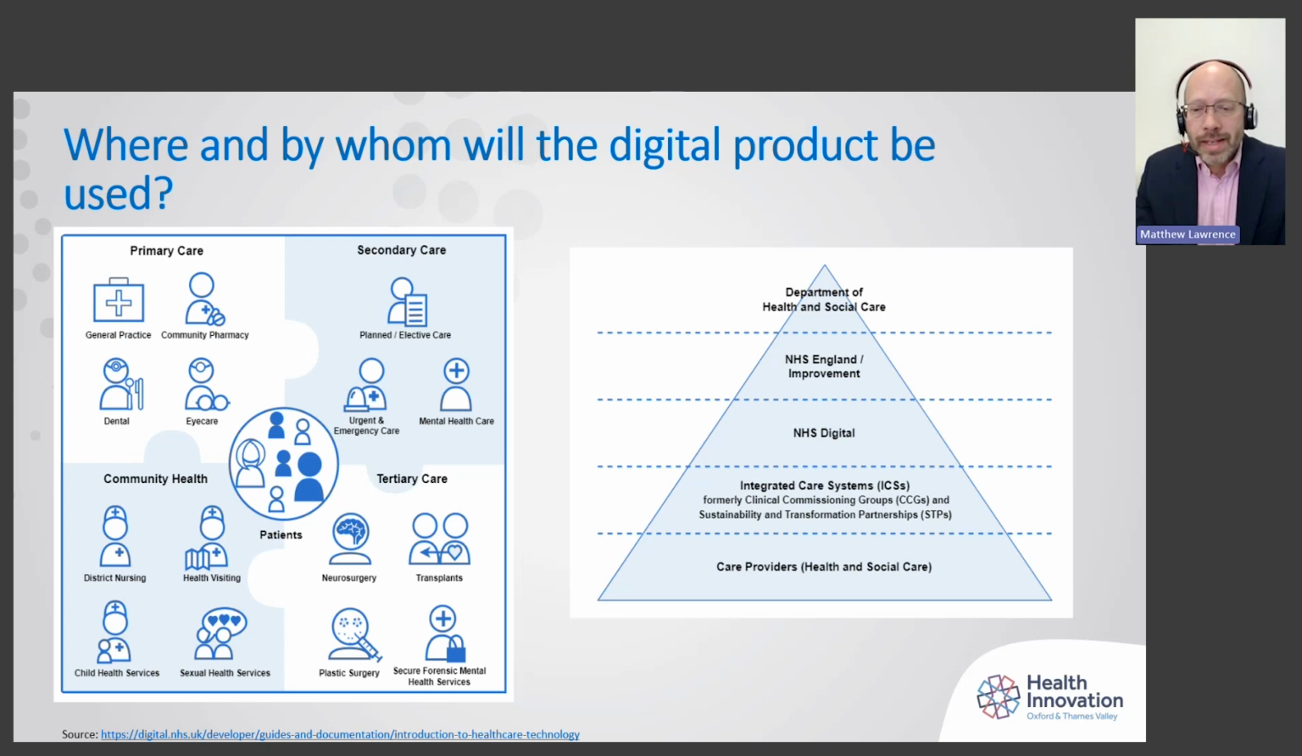Okay, so next thing to think about is where and by whom your digital product will be used. So often when we think about digital things, we think about an app, and then we're thinking about patients, end users. In that case, you may not have to go through an NHS body at all. You go straight to patients, so direct to customers.